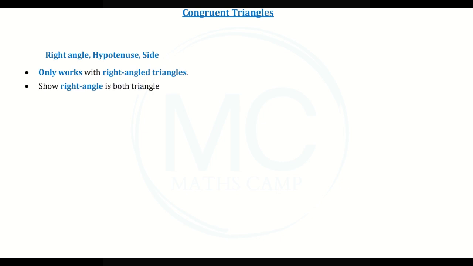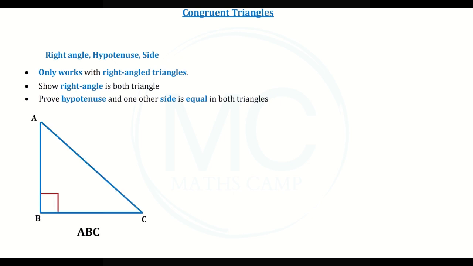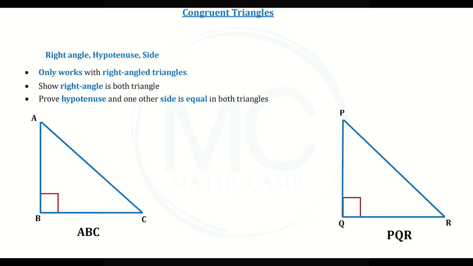Finally, I'd like to look at our last reason, right angle hypotenuse side. This method only works with right angle triangles. To use it, we have to show that there is a corresponding pair of right angles in both triangles. Then we need to prove that the hypotenuse and one other side is equal in both triangles as well. To better explain this, let's draw in triangle ABC as a right angle triangle and triangle PQR as well.